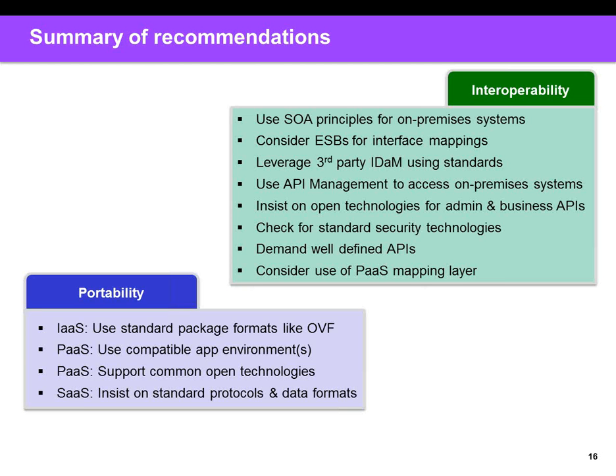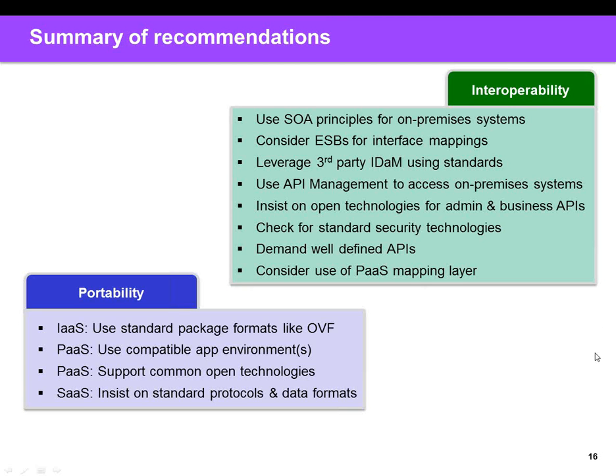You need to consider using an API management technology if access is needed from the cloud systems back to on-premises, which is a fairly common requirement. And again, that needs to be done in a controlled, secure way, minimizing risk. You should be looking to insist on the cloud provider providing admin and business APIs using open technologies as far as possible.